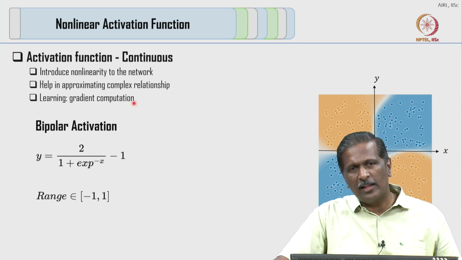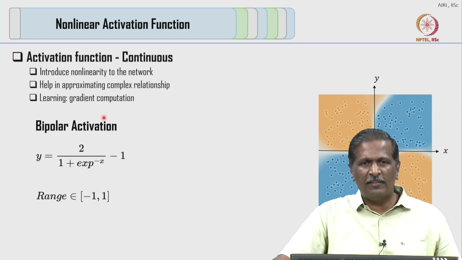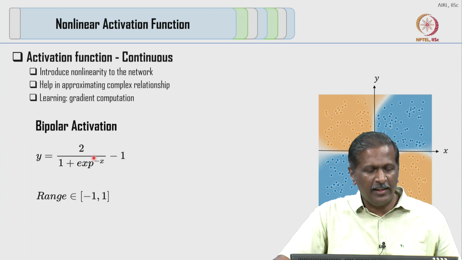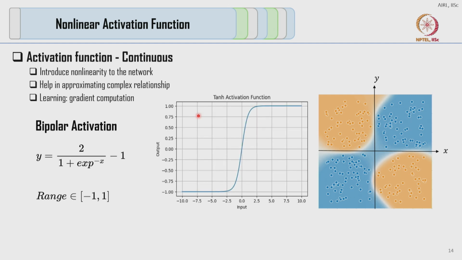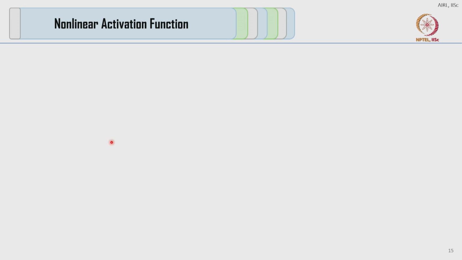Suppose I use a bipolar activation function. Represented mathematically, it is 2 divided by 1 plus e power minus x, minus 1, right. x is nothing but the activation potential, and the range is minus 1 to 1. When I use a bipolar activation function, this is how my decision boundary looks. A typical bipolar activation function is nothing but the tan hyperbolic function, okay.